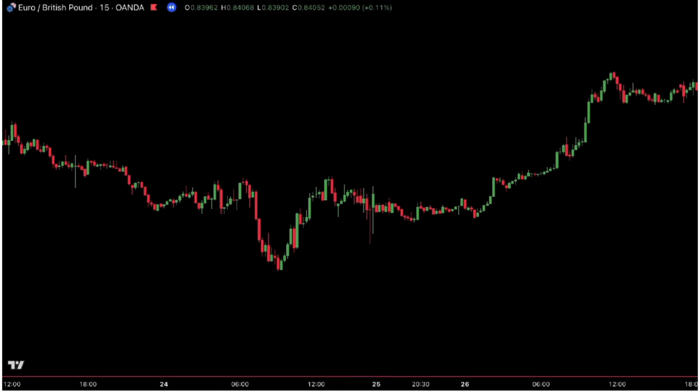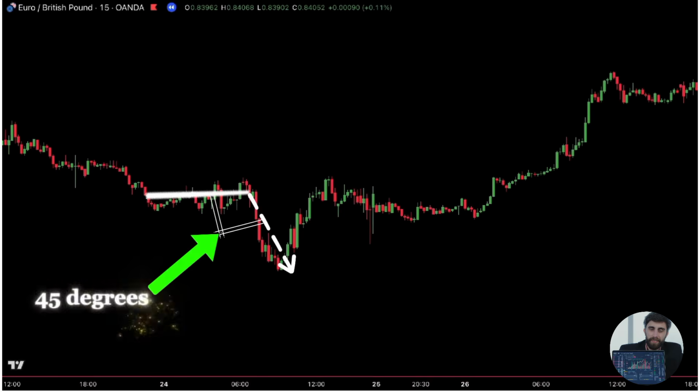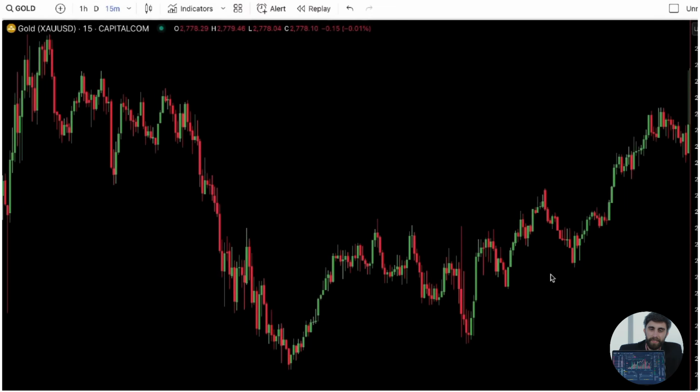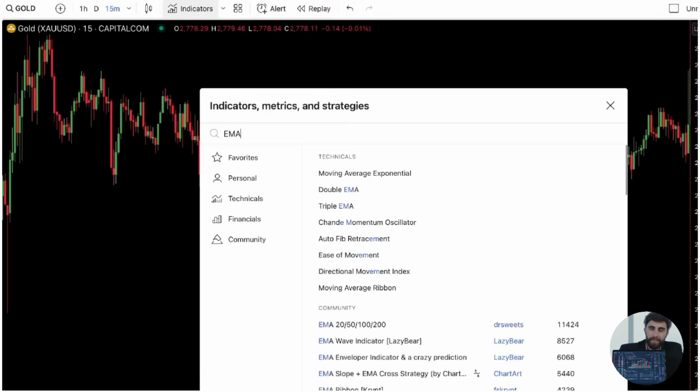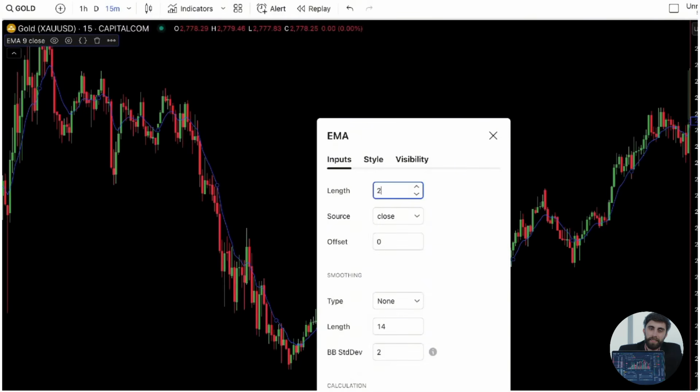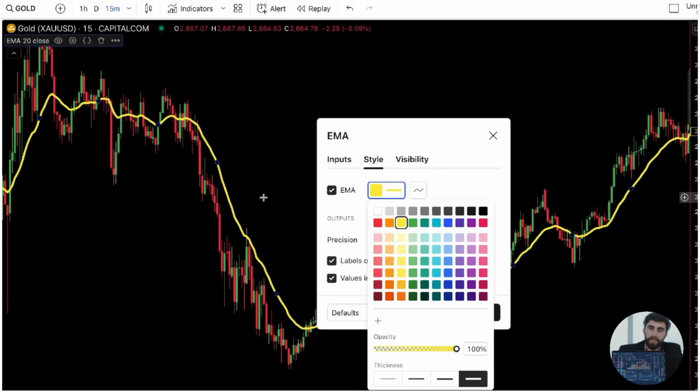But here's something important. Don't get fooled. Sometimes it might look like the trend is forming a 45-degree angle downward before reversing back up. To avoid this kind of confusion, Rob Hoffman recommends using a tool called the exponential moving average to get a clearer view of the trend. Let me show you how to add it. Go to your indicators, type EMA in the search bar, and select exponential moving average. In the settings, change the length to 20 and adjust the line thickness to make it easier to see.